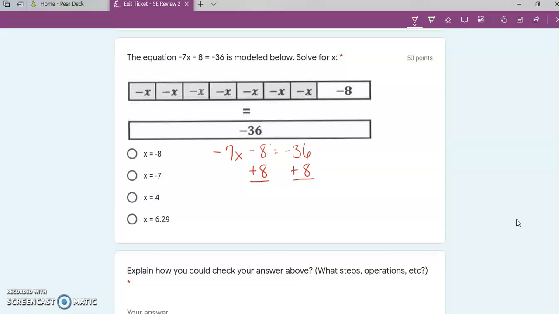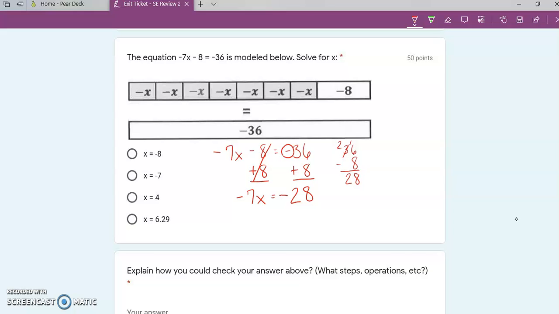So then negative 8 plus 8 is 0. So I just have negative 7x left over. And then negative 36 plus 8. Since they're different signs, that means I need to subtract them. So 36 minus 8. I can't do 6 minus 8. Let me borrow. So 16 minus 8 is 8. 2 minus 0 is 2. So it should be 28, but I have to take the sign of the bigger number. The bigger number is the negative, so the answer is the negative.